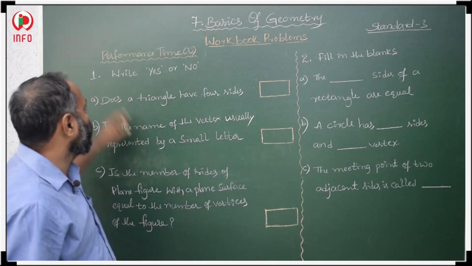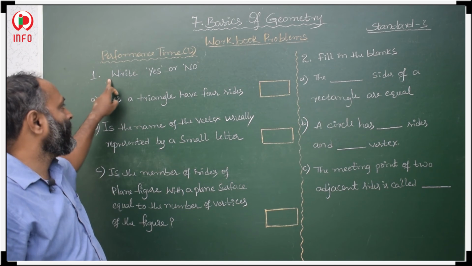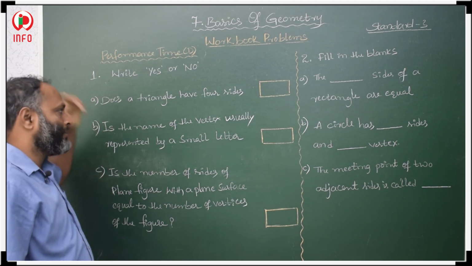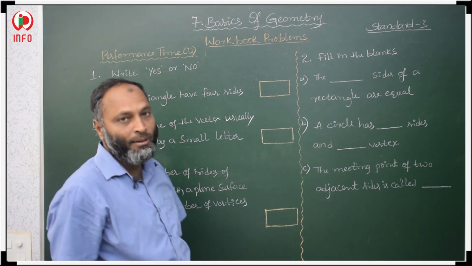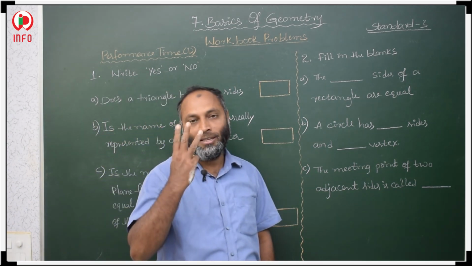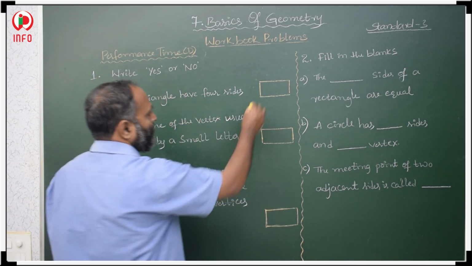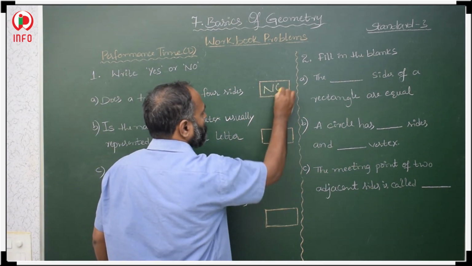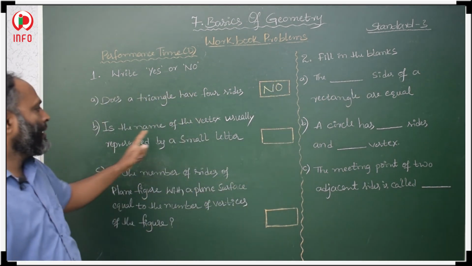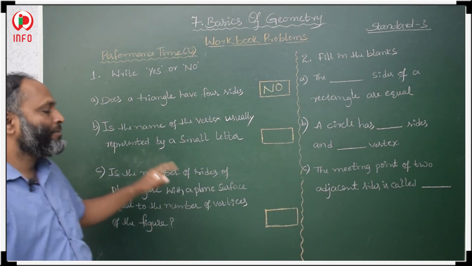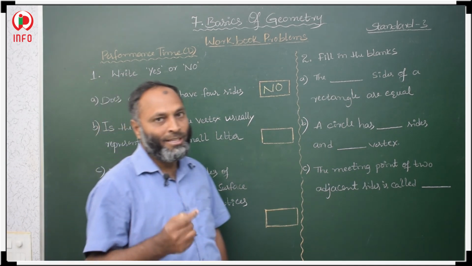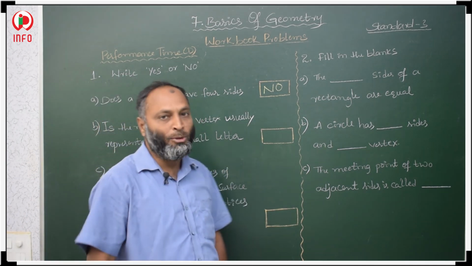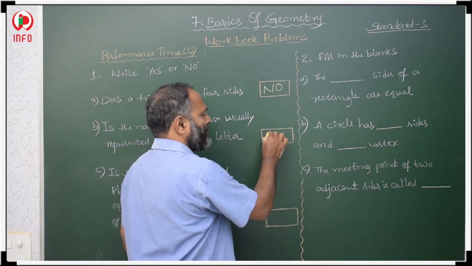Yes, now students, see here in performance time D. Write yes or no. Does a triangle have four sides? No. A triangle has only three sides. Here the answer is no. Is the name of a vertex usually represented by a small letter? No. A vertex is always represented with a capital letter, not with a small letter. Okay. This is also no.